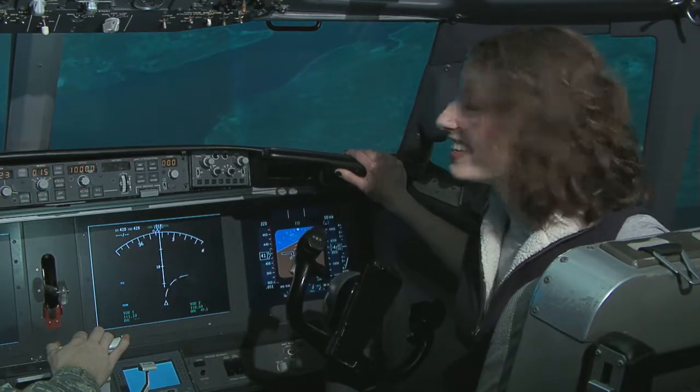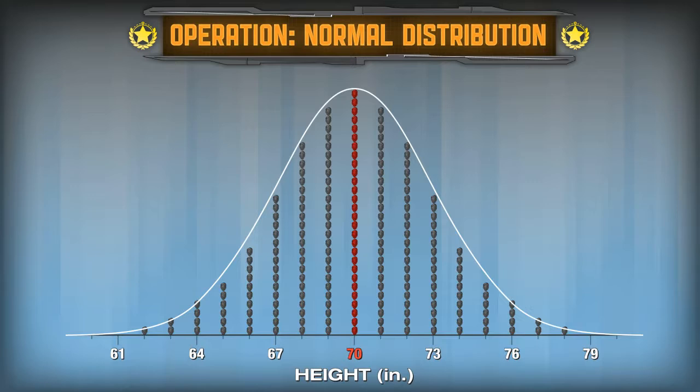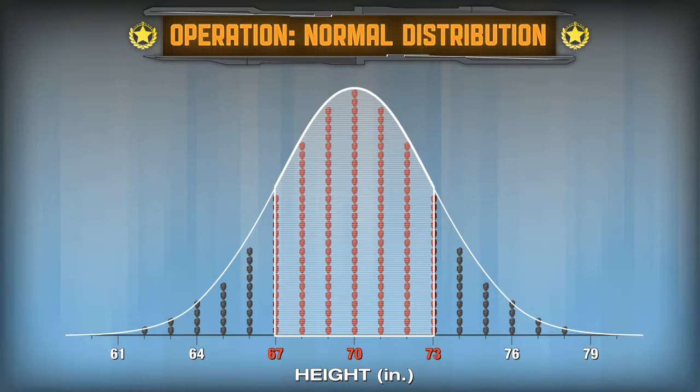Watch out for that mountain! Remember, the average height is 70 inches. Observe that many men are between 67 and 73 inches tall. It looks like about a third of the population falls between 70 and 73 inches, and another third of the population falls between 67 and 70 inches. So, about 2/3 of the population is within 3 inches of the mean. 3 inches is an important value for our data set. We call it the standard deviation.